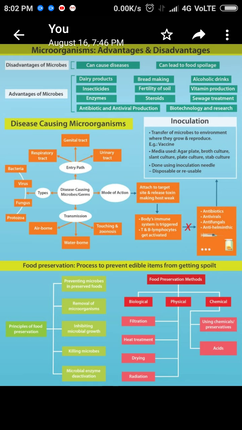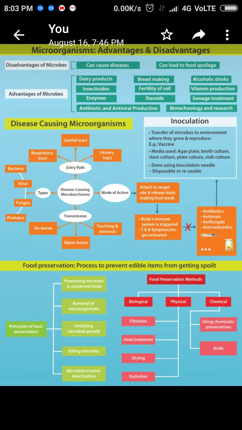It also helps in soil fertility, and we can also produce steroids, prepare alcoholic beverages, and produce vitamins. It also helps in sewage treatment, that is water treatment, and it helps in research and biotechnology. As for disadvantages, we have two: it causes diseases and it leads to food spoilage. So how does a microorganism cause a disease?